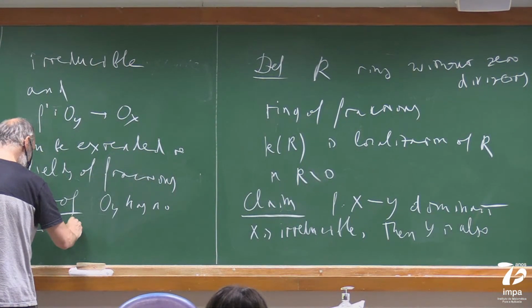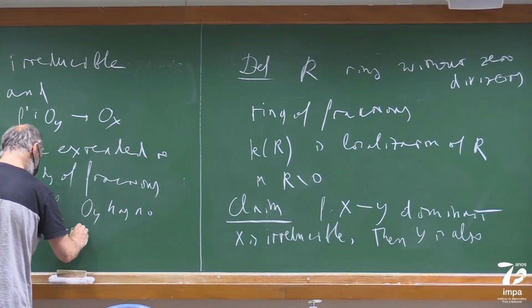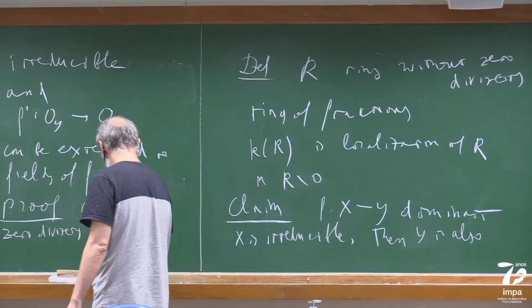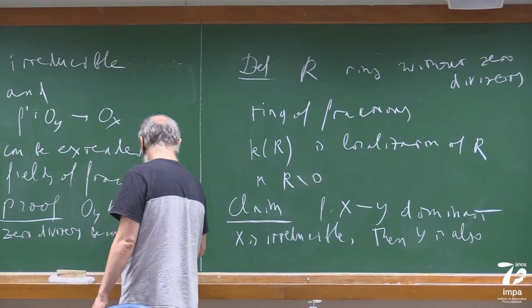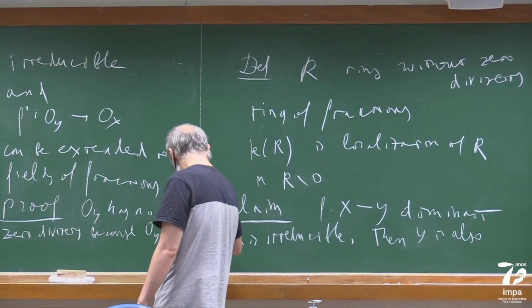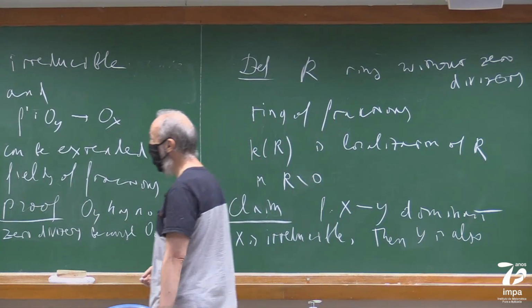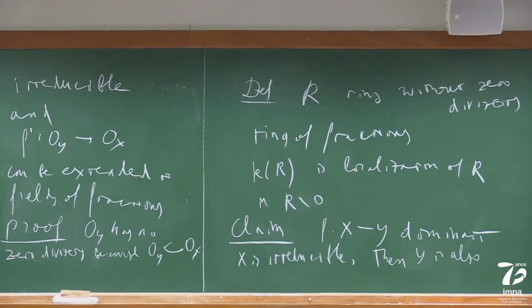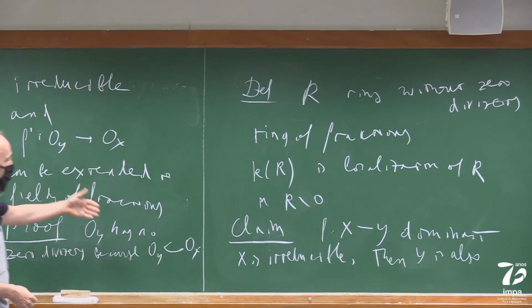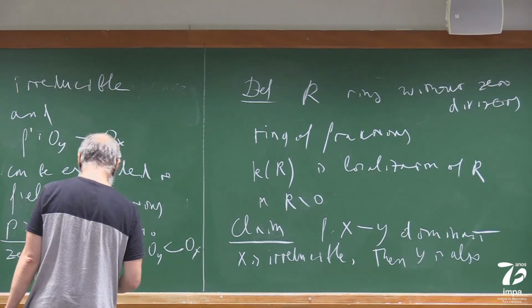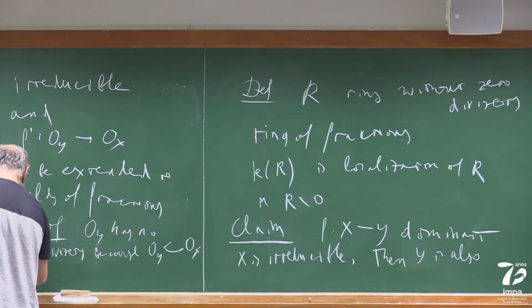Because O_Y is embedded into O_X. This is because of dominancy. This is something I explained a few minutes ago, that every dominant map induces an embedding of rings. And O_X has no zero divisors.